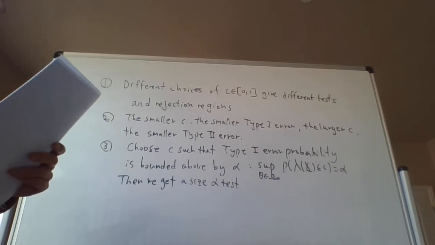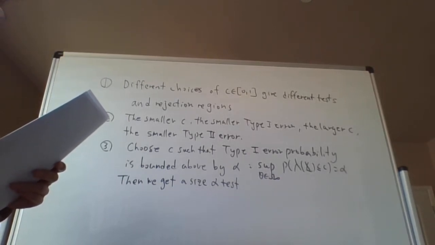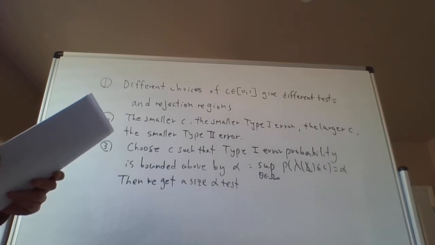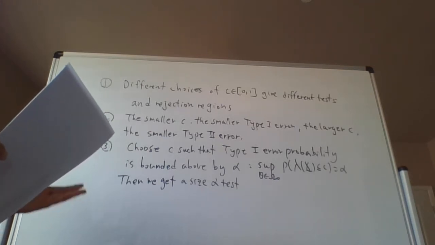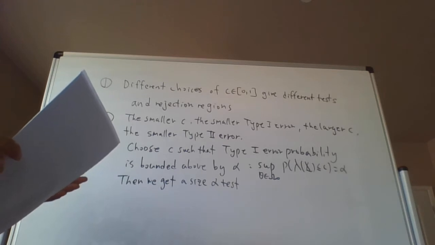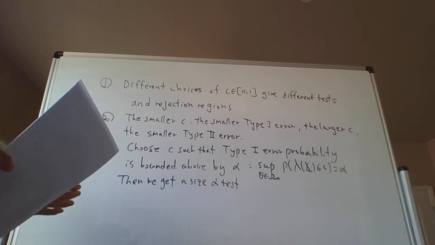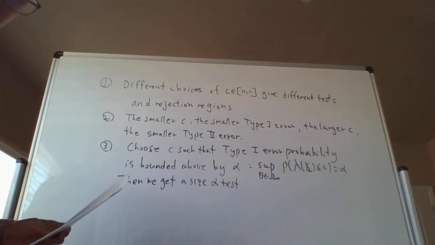So we choose appropriate C such that the supremum probability that lambda(x) is less than or equal to C under the null hypothesis is alpha, which is the definition of the size alpha test. So we can modify this C, then we can create the size alpha test. And let's look at the example.